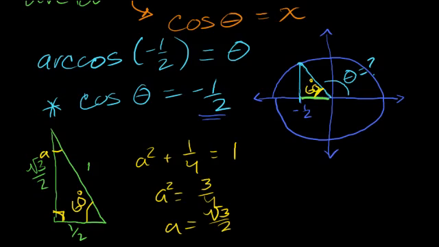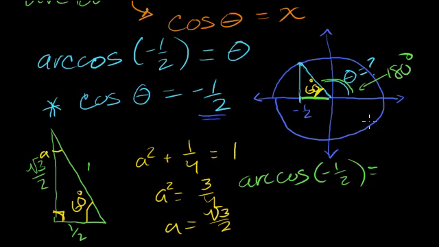So what's this? What's the bigger angle that we care about? What is 60 degrees supplementary to? It's supplementary to 180 degrees. So the arc cosine, or the inverse cosine, let me write that down. The arc cosine of minus 1/2 is equal to 120 degrees.